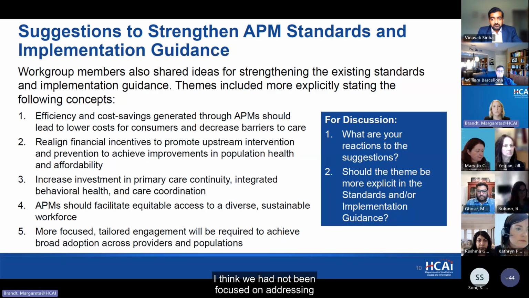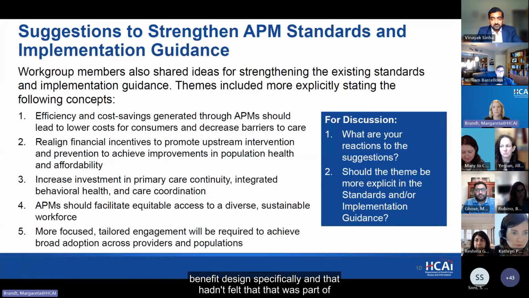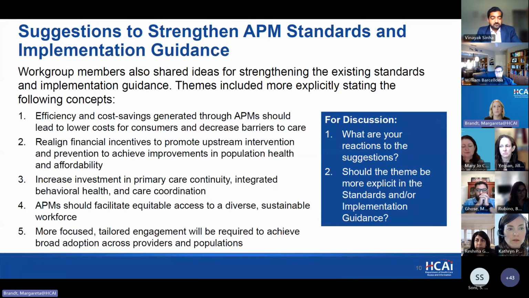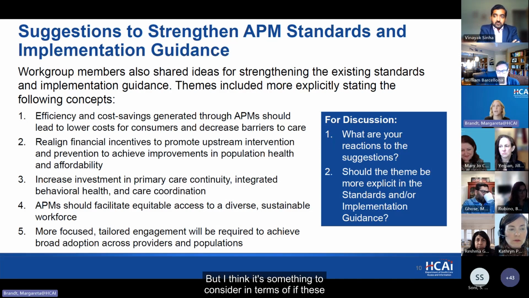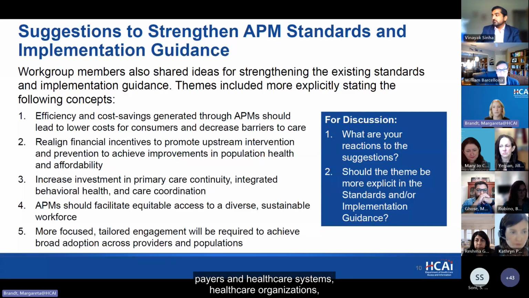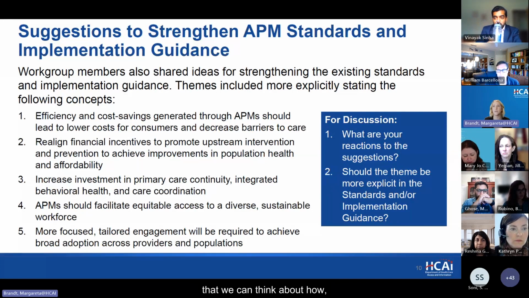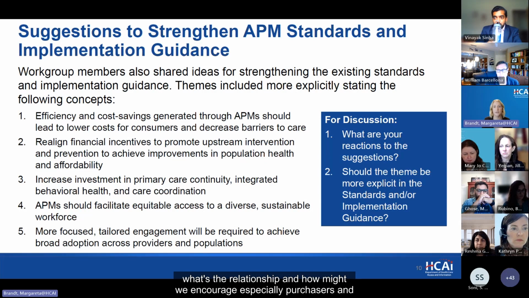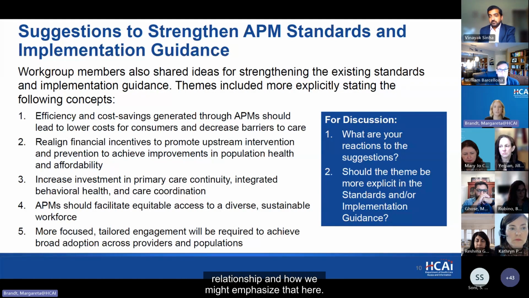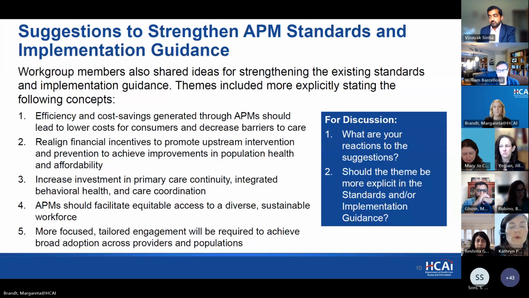Yeah, really good question. I think we had not been focused on addressing benefit design specifically, and that hadn't felt like part of our overarching mandate. But I think it's something to consider: if these are APMs intended to be used by purchasers, payers, and healthcare systems, healthcare organizations, we can think about what the relationship is and how we might encourage, especially purchasers and payers, to think about benefit design tied to APMs. But I think we still have a little bit of thinking to do in terms of the relationship and how we might emphasize that here. Okay, thank you.